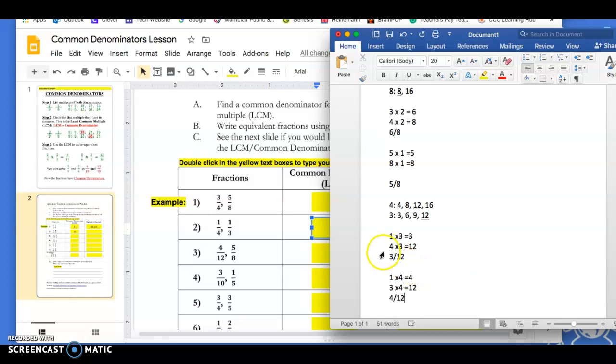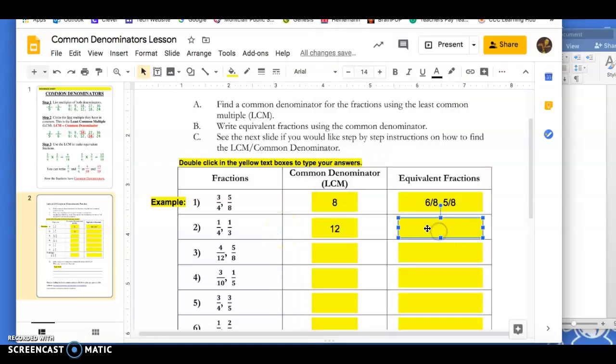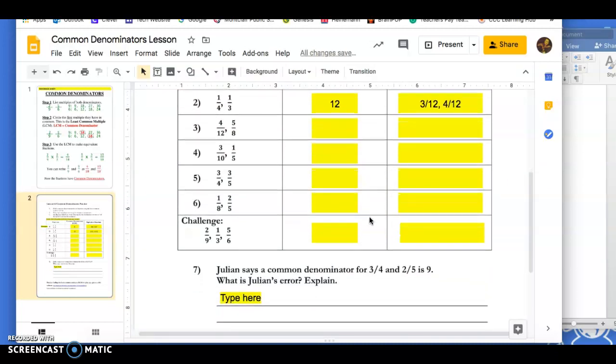So I have 3/12 here and 4/12 there. I apologize. So what I'm going to do here is go back to my document. I'm going to write 3/12, comma, 4/12. Okay, then I go on to the next one.